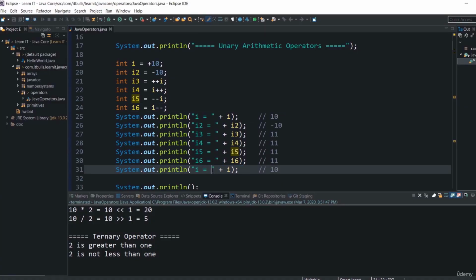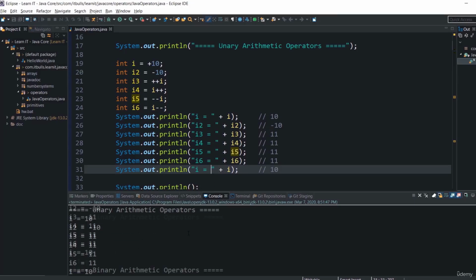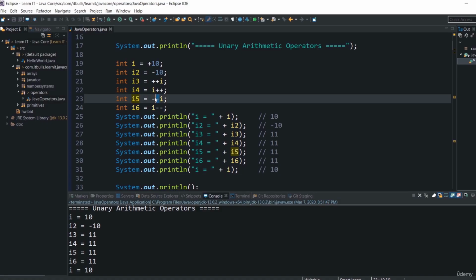I will share a link with you to this example, and you can run the program to find the console output with all the examples. You can play in your local environment with prefix and postfix form of increment and decrement to understand it better.